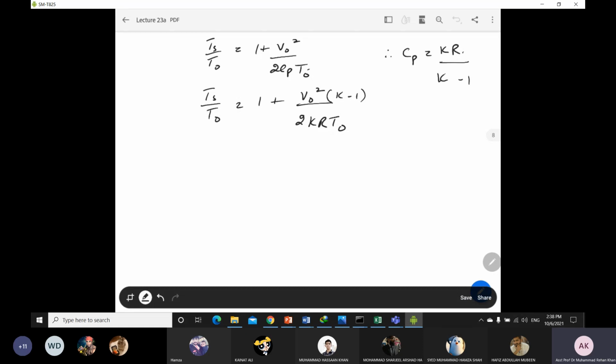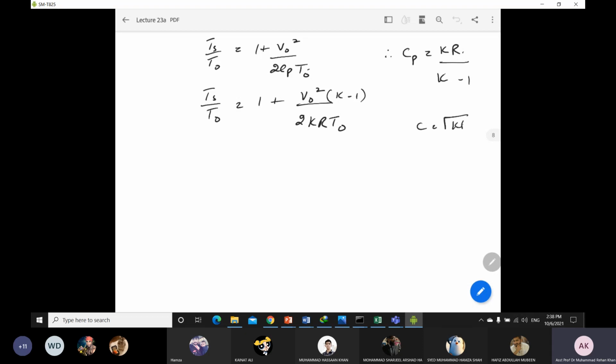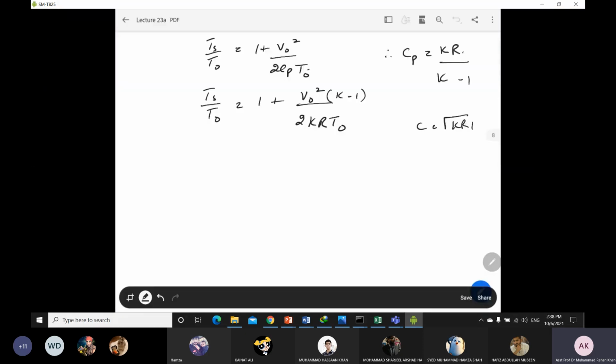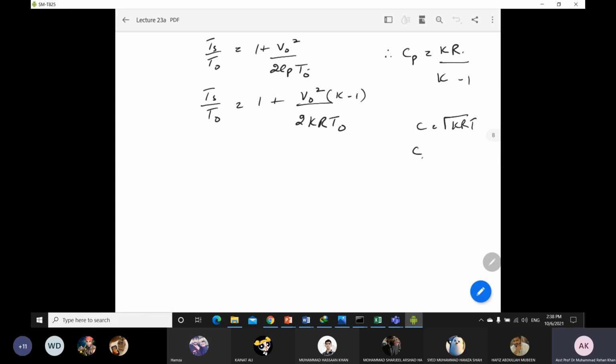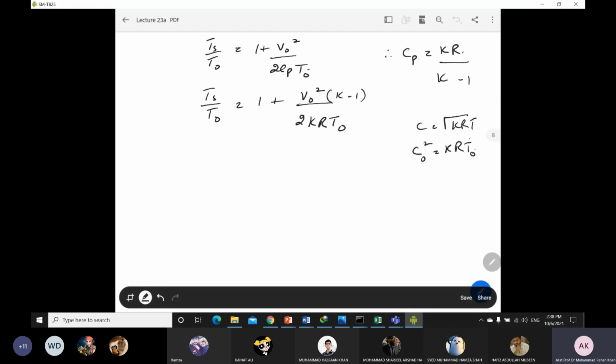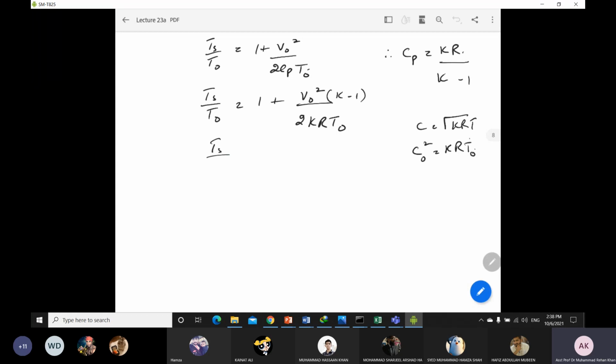Now we can further simplify this equation. Here we know that C is equal to under root K R T, and here we can say that C naught square is equal to K R T naught. So now we can simply put the value in this equation, to C naught square.